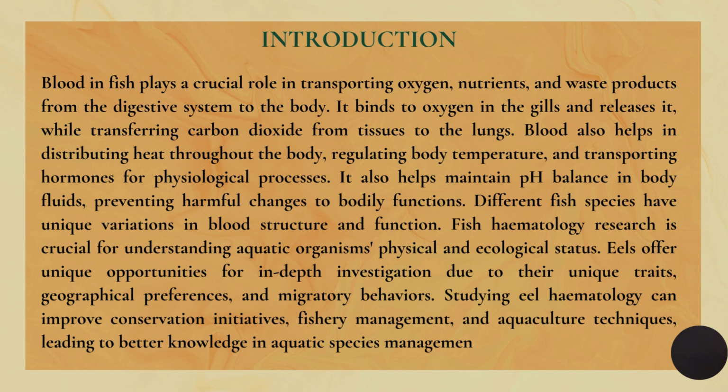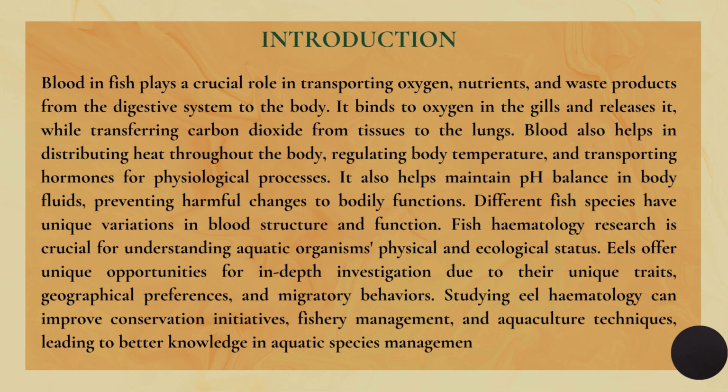For introduction, blood in fish plays a crucial role in transporting oxygen, nutrients, and waste products from the digestive system to the body. It binds to oxygen in the gills and releases it when transferring carbon dioxide from tissue to the gills. Blood also helps in distributing heat throughout the body, regulating body temperature and transporting hormones for physiological processes. It also helps maintain pH balance in body fluids, preventing harmful changes to bodily functions.